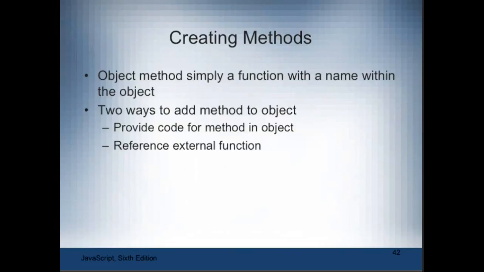Creating methods. In addition to properties, objects in JavaScript can also have methods. A method of a custom object is simply a function that is assigned a name within the object. There are two ways to add a method to an object: by providing code for the method in the object, or by referencing an external function.